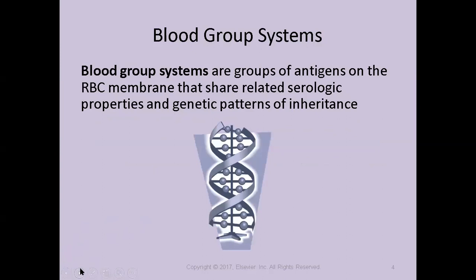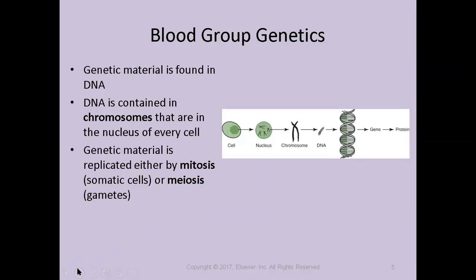So let's begin with our blood group systems. Blood group systems are simply groups of antigens that are on a red cell membrane that share related serologic properties and genetic patterns of inheritance. So the first blood group system, for instance, that we will be studying is the ABO system. And then from the ABO blood group system, we'll move on to the RH blood group system. And so this just gives you an example of some that you may have heard about already.